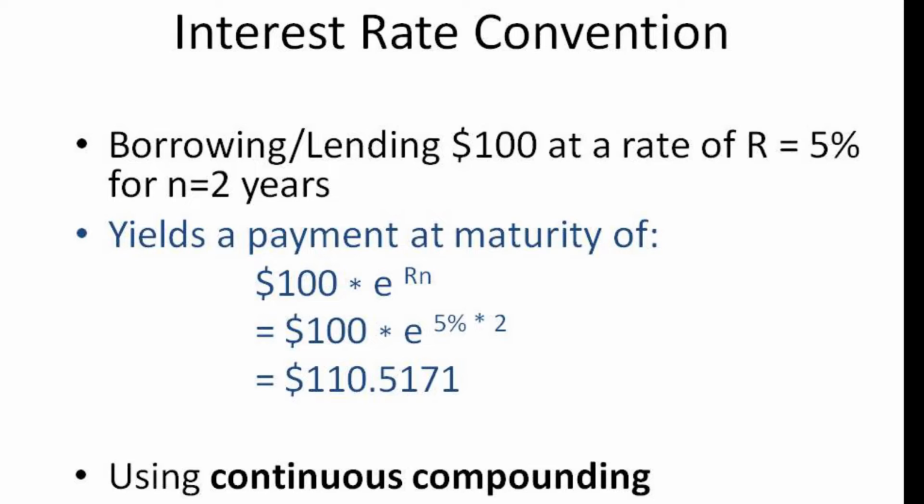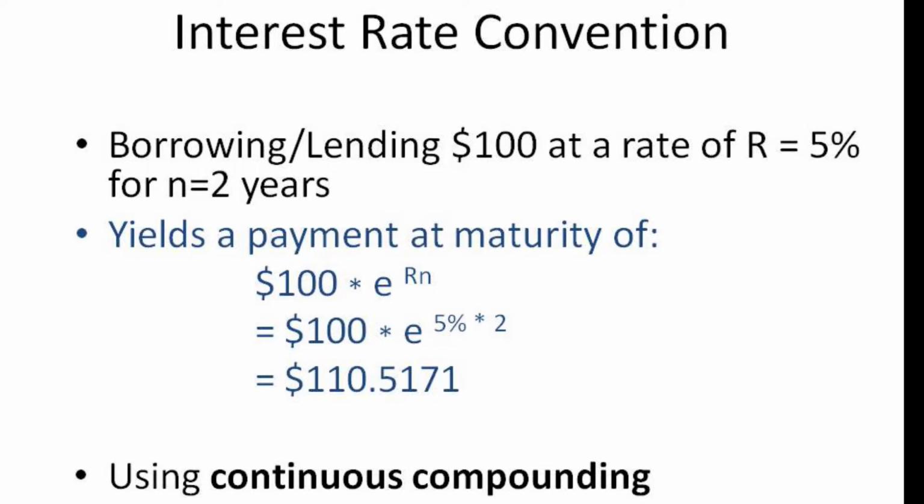Now, e is Euler's number that you should see on your calculator. If you don't know how to do that, it's worth looking it up online or speaking to a friend to show you how to use the little e function on your calculator. So 100 times e to the Rn gives us 110.5171. So that is continuous compounding, and that is what we'll be using in our calculations here. So it's good to have a good business calculator that you can work through these problems on, and that's that.